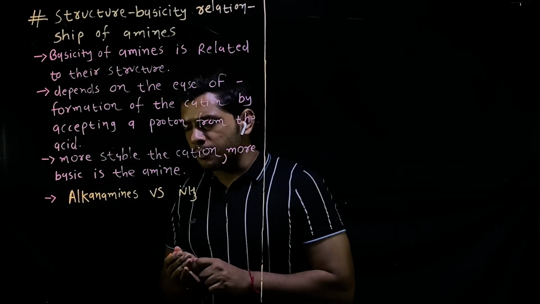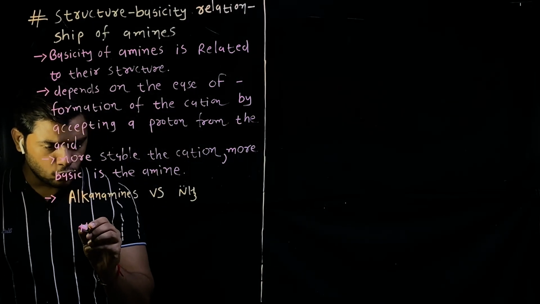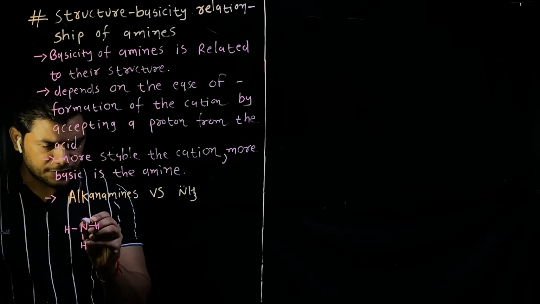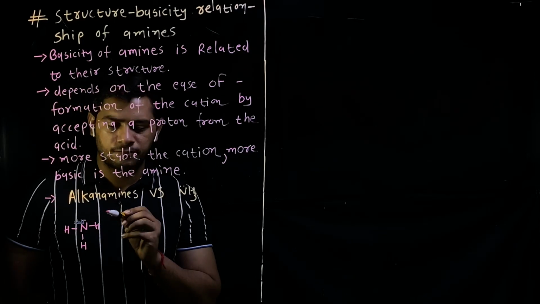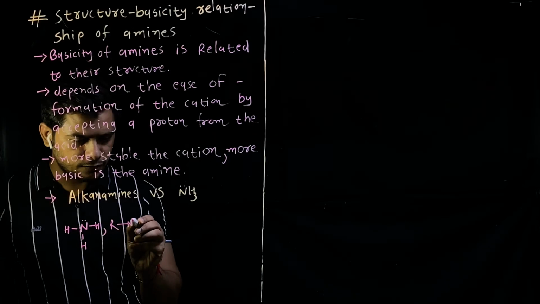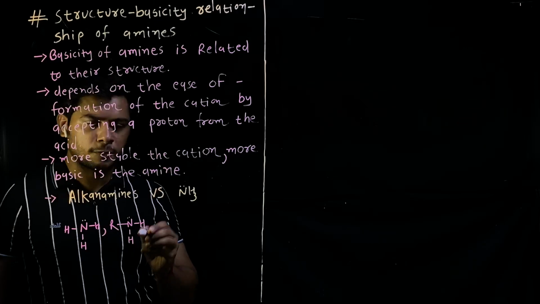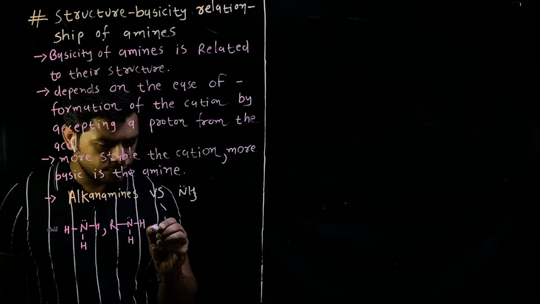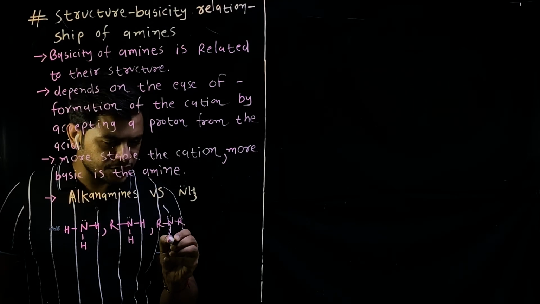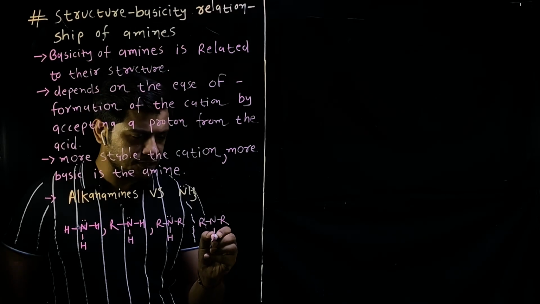Now, in ammonia, we know that nitrogen contains a lone pair of electrons with 3 hydrogens present. This is the structure of ammonia. Now, if we replace one H by an alkyl group, we get primary amine, that is R NH2. The lone pair of electrons won't change. Now, if we write 2 alkyl groups, then this is secondary amine. If we write 3 alkyl groups, again friends, this is tertiary amine.